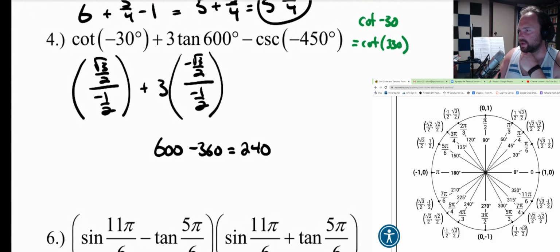Right there. And then finally we have the cosecant of negative 450. And again, what we want to do is take negative 450 and basically add 360 to it. And see if we land on this standard unit circle down below.